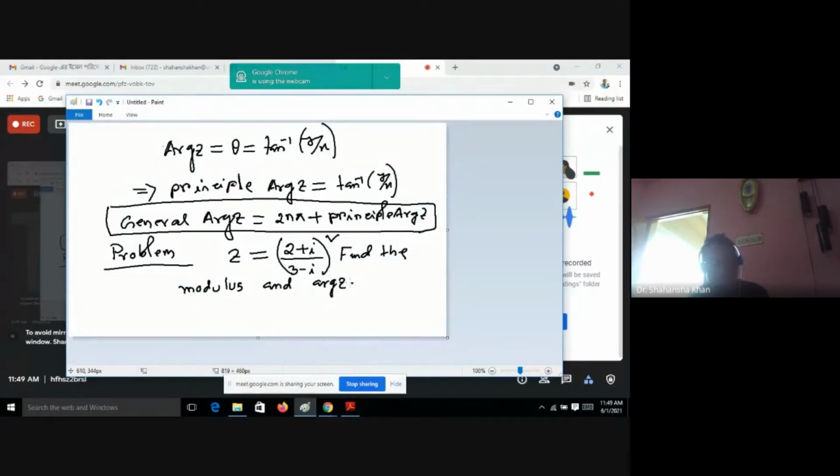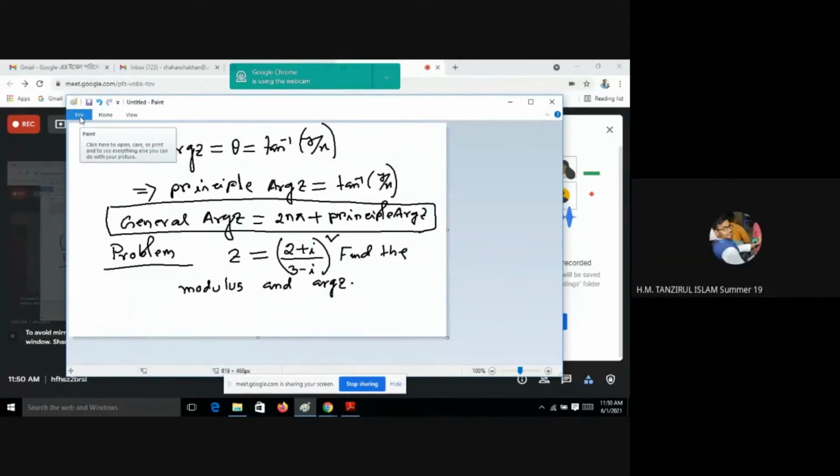So if you want to find the modulus and argument, at first we simplify the complex number. If you want to go to the next slide, everybody, you can write it on a slide or whiteboard, you can just note it with me. I go to the next slide. No problem. Yes, sir. Okay.